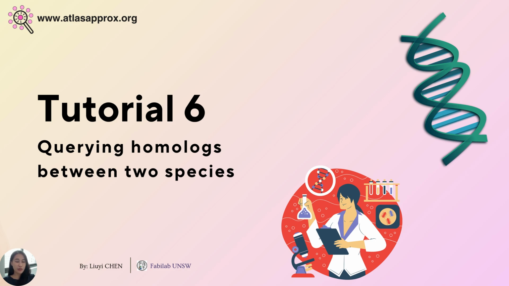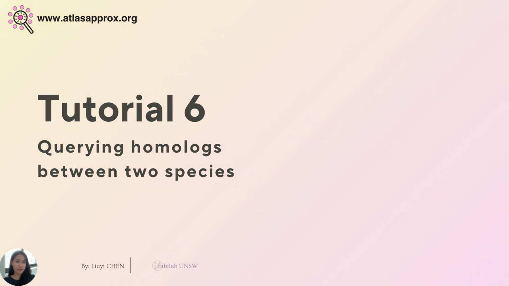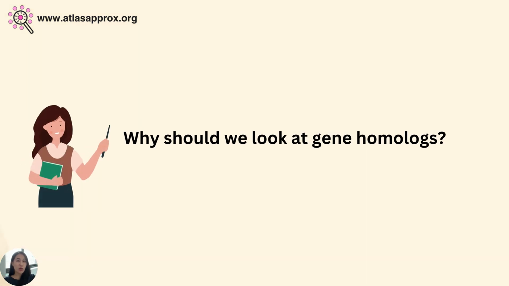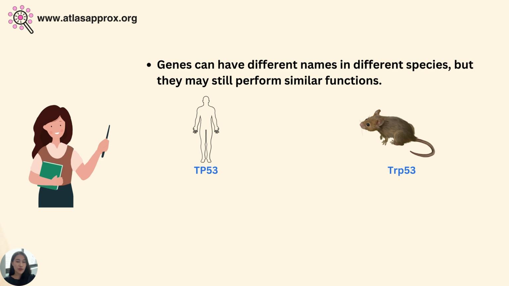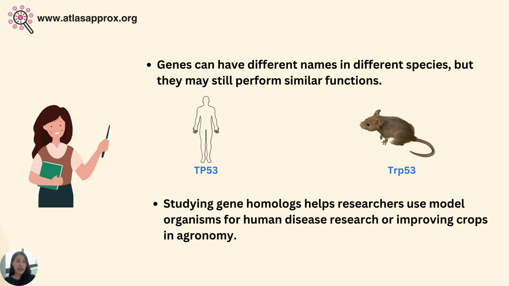Today I will show you how to find gene homologs between any two different species. You might be wondering, why bother with gene homologs? Well, there are a couple of good reasons. First, genes can have different names or IDs across species. Finding homologs can help us connect these related genes. Second, these studies use model organisms to study human disease or develop agronomy.